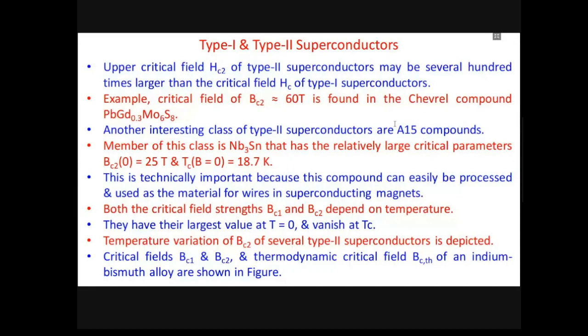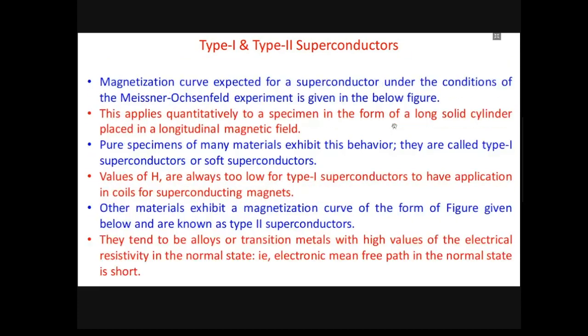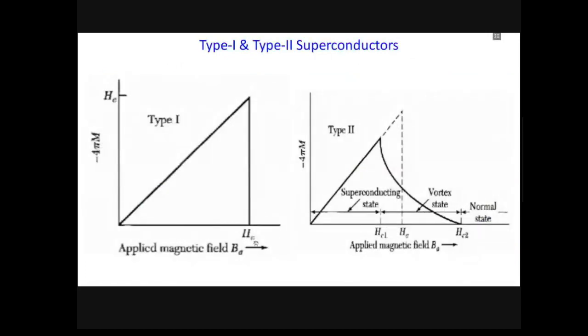Usually the upper critical field, the HC2 of a type 2 superconductor, may be several hundred times larger than the critical field HC of type 1 superconductors. So that means this one is the critical field for the type 1 superconductors. However, in the case of the type 2 superconductors, the upper critical field we apply to break the superconducting state is very much higher than the field required to break the superconducting state in the type 1 superconductors.